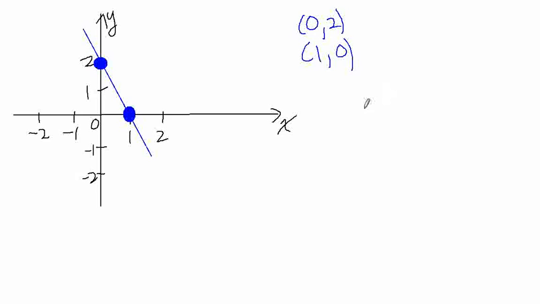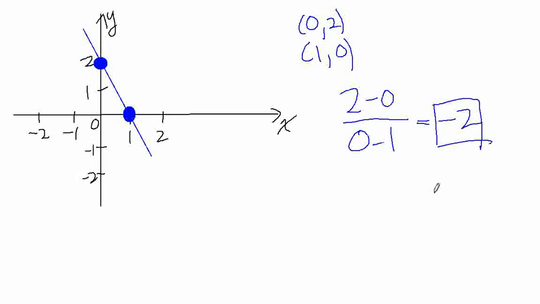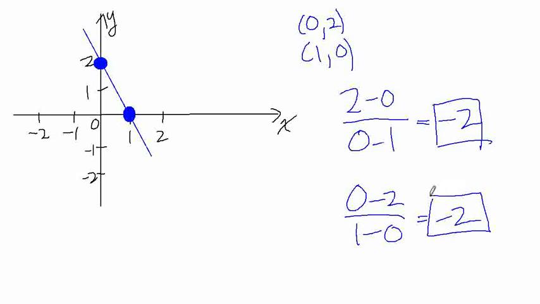So for the slope, using that formula, I'll do 2 minus 0 over 0 minus 1, and that simplifies to minus 2. Now, notice that if I started with the second point, the 1, 0, so if I did 0 minus 2 on top and 1 minus 0, I would still get minus 2. See that? Hopefully that makes sense.